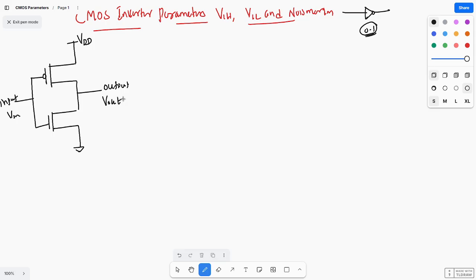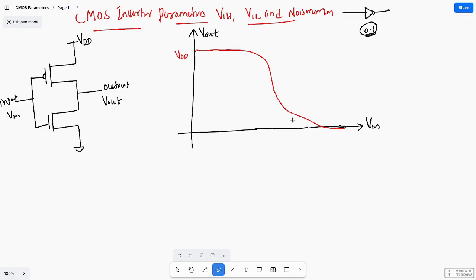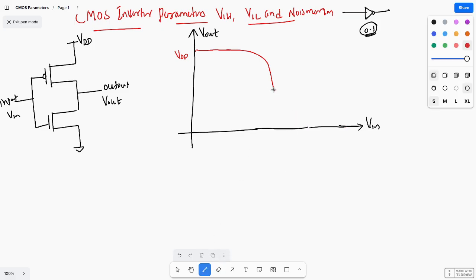If you draw the VTC characteristics, this is Vout with respect to Vin. I'm drawing it with respect to Vin. It will start from VDD, and like this it will come down. We have already seen these characteristics. Like this you'll get the characteristics.